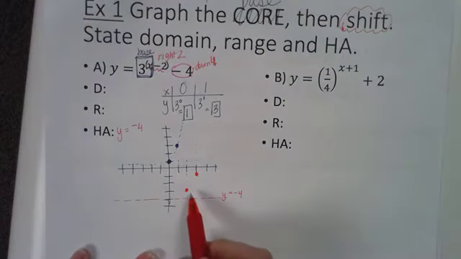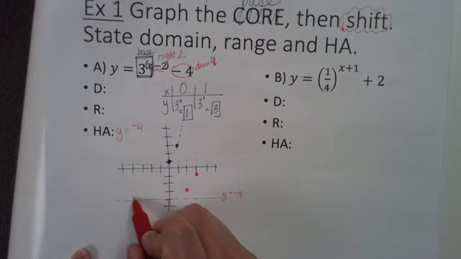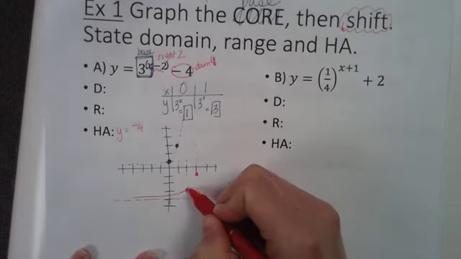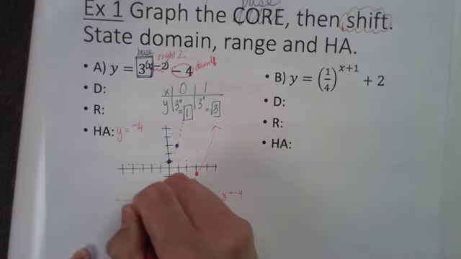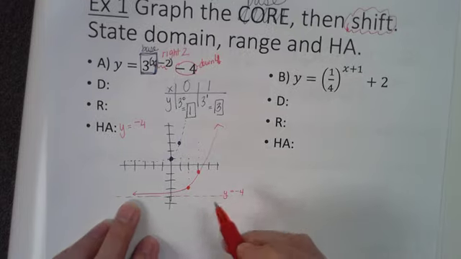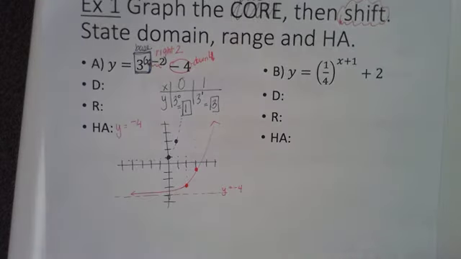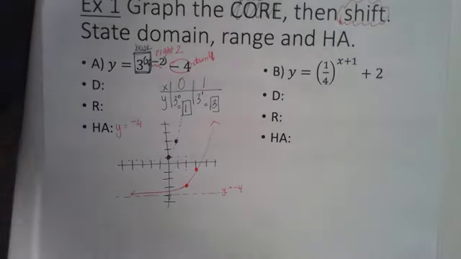Once I draw that horizontal asymptote, now I can draw my Superman shape. And the reason I have to have that asymptote there is so that I don't cross it. I only get to get close to it. I cannot cross that asymptote.